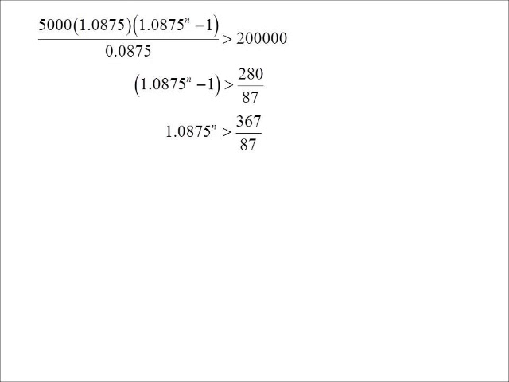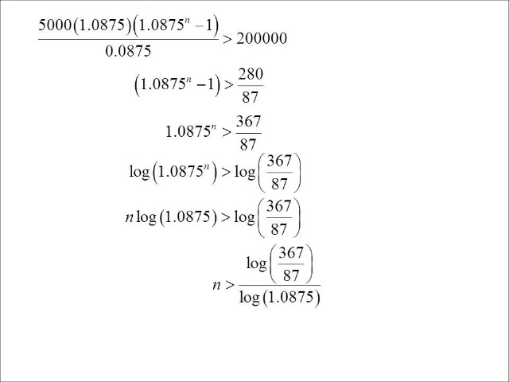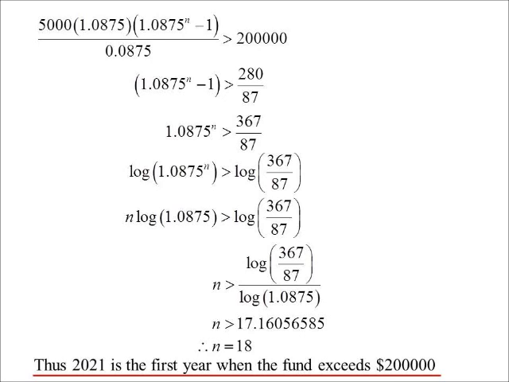So add 1 to both sides. Pretty much the same sort of questions we've been doing. Log both sides, divide by the log of 1.0875, which is a positive number. And we get 17.16, etc. So, all right. We now have 2021, which would be the 18th year, is when it first exceeds $200,000.